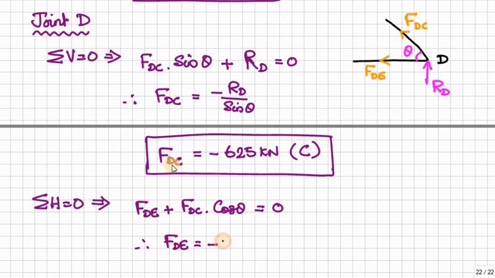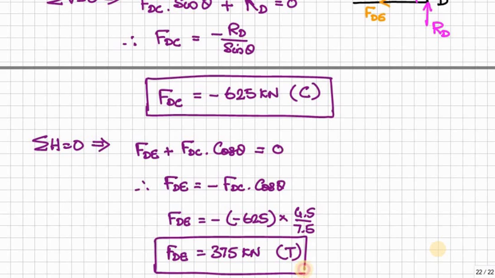So wherever we have F_DC, we have to substitute minus 625. But still we are using this one. We never change the arrow here. For the entire problem we still use this type of arrow, that is the tension arrow, but we substitute the value with a minus 625, so that it will not confuse you until you get the exact answer. Now apply sigma H equal to 0 so that you will get the F_DE value. So F_DE is equal to 375 kilonewton, that is tension.